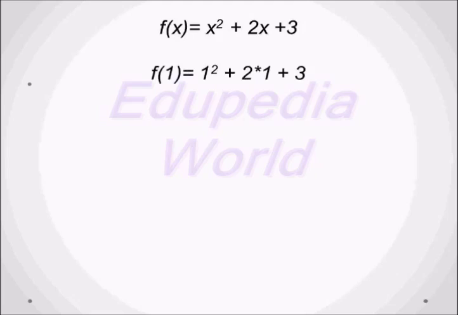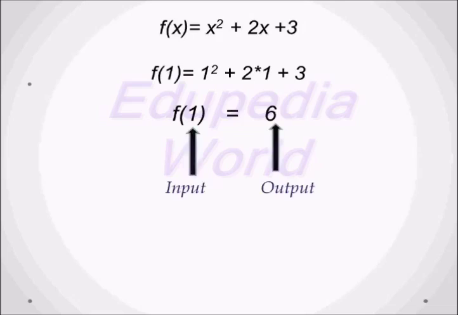Let us consider an example. f of x equals x square plus 2x plus 3. To evaluate a function at a point, say 1, f of 1 equals 1 square plus 2 into 1 plus 3. That is, everywhere in the place of x, we substitute 1. Here, 1 is called the input and 6 is the output. So we get f of 1 equal to 6. This can also be represented as an ordered pair (1, 6).